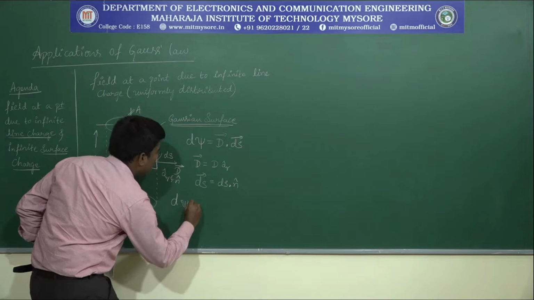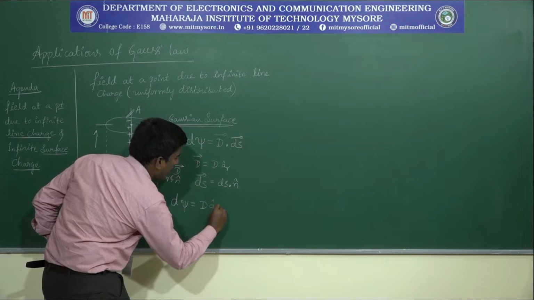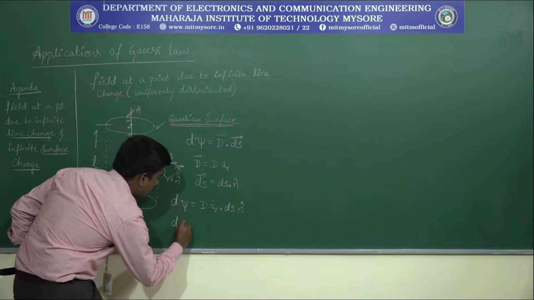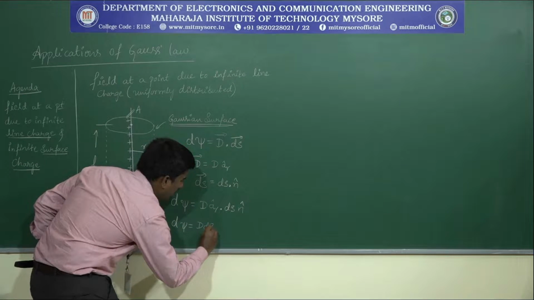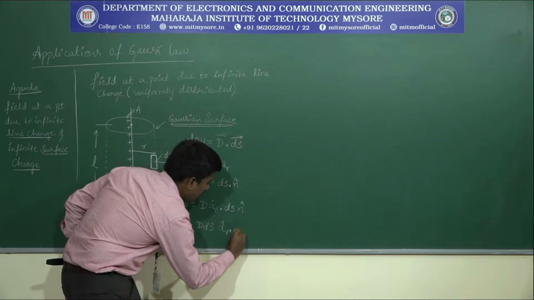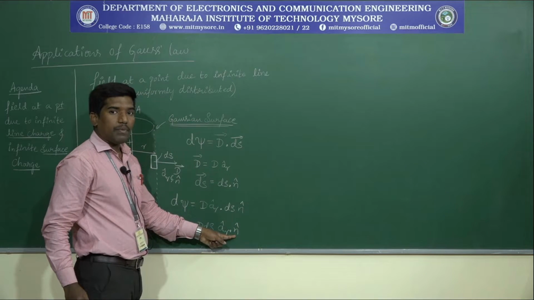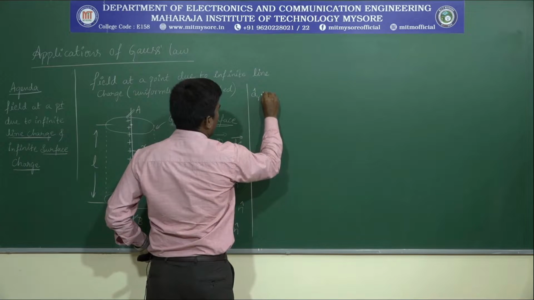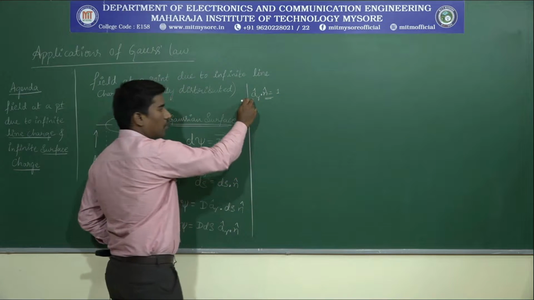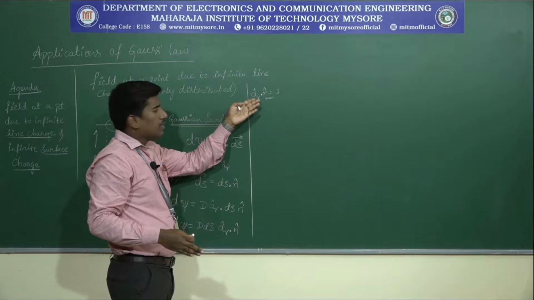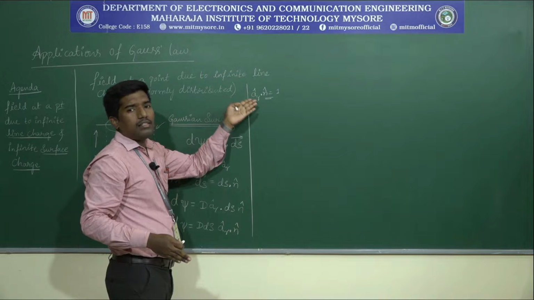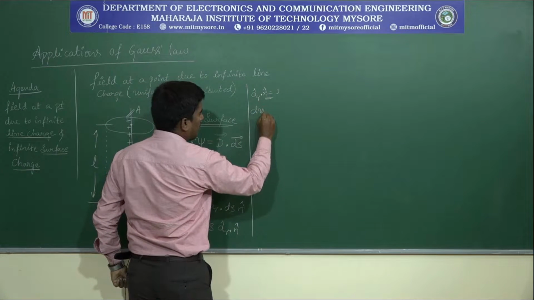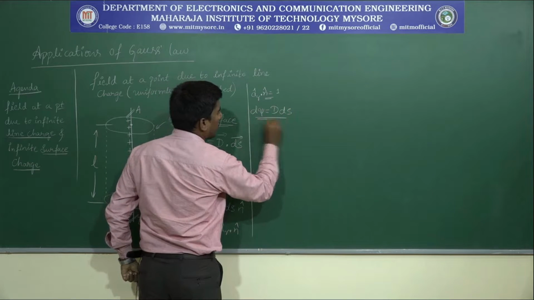Therefore d psi becomes D a cap r dot dS n cap. Rearranging, d psi is equal to D into dS into a cap r dot n cap. What is this quantity a cap r dot n cap? Since these two are unit vectors, their magnitudes are 1 and the angle between them is 0, hence a cap r dot n cap is equal to 1. Got it? Therefore the equation becomes d psi equal to D into dS only.